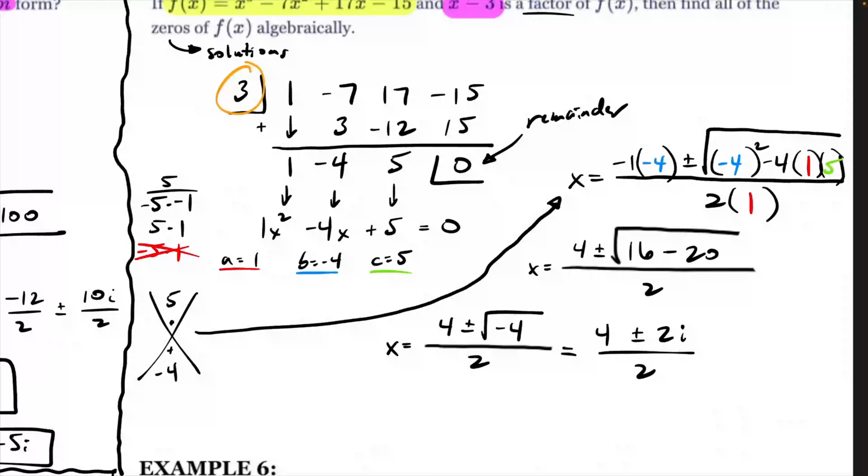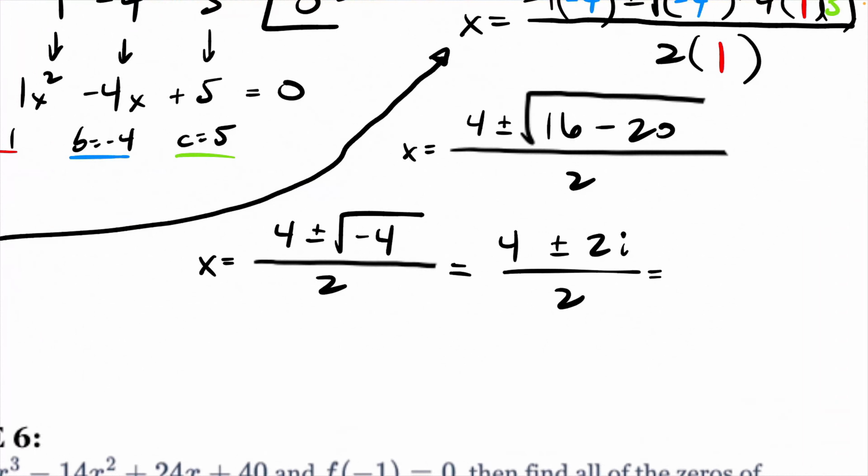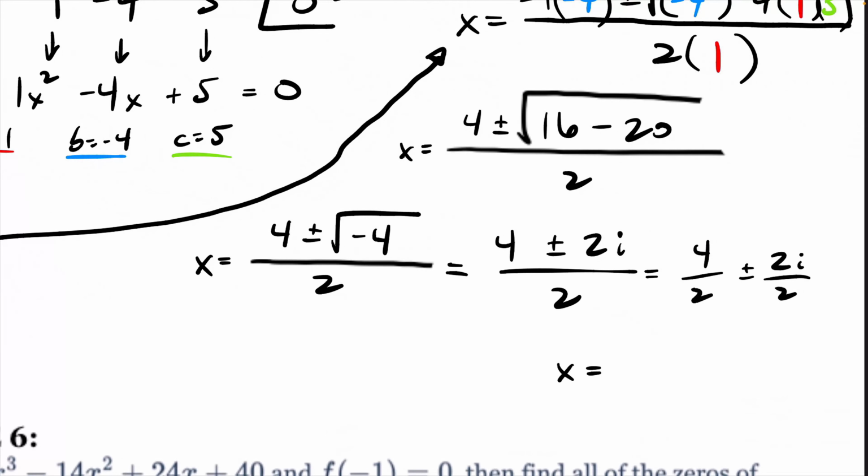Each of them are divided by 2. So 4 divided by 2 plus or minus 2i divided by 2. So last thing we're going to do is reduce if you can or divide if you can. Divide if you can. If you can't, reduce. Well, these both divide, right? 2 goes into 4 twice. 2 goes into 2, positive 1i.